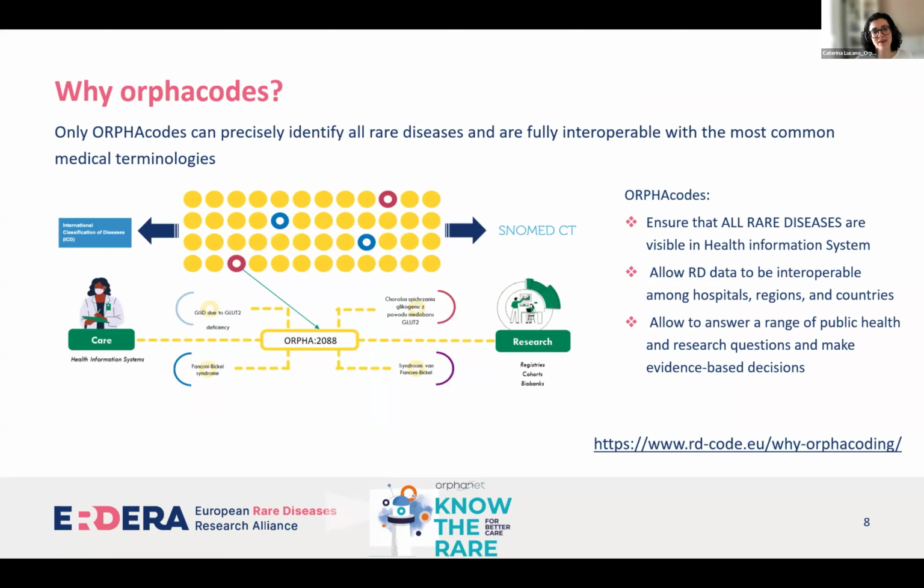So what we generally say is that ORPHA codes are, at the moment, the only terminology that can precisely identify all rare diseases and that is fully interoperable with most medical terminologies. At the moment, the terminology that is not yet completely aligned is ICD-11, and that is because it's an ongoing process. But our aim is, by the end of 2025, maybe we won't make it, but let's say by the end of 2026, to have a full mapping also to ICD-11.